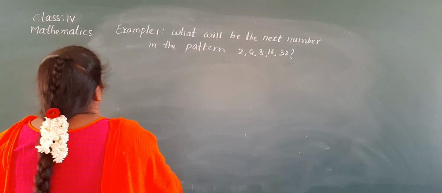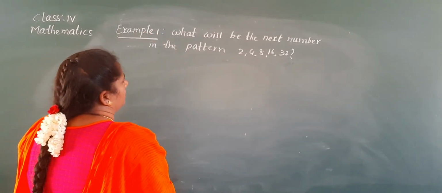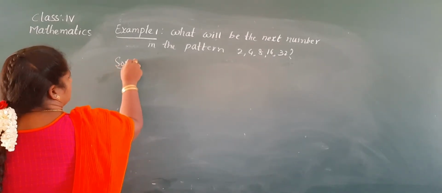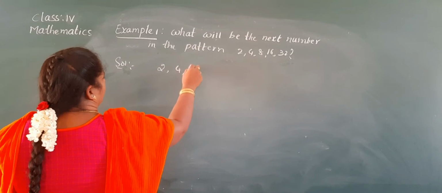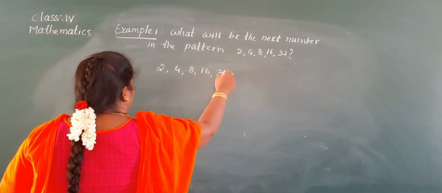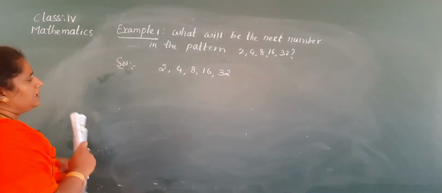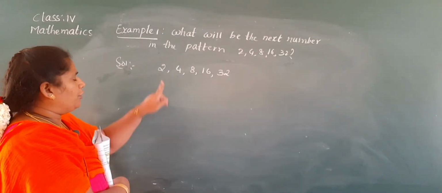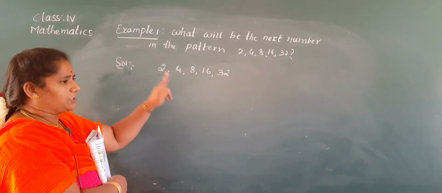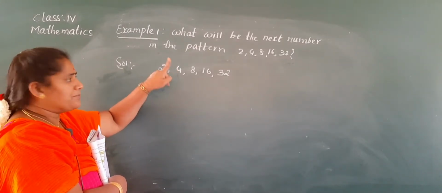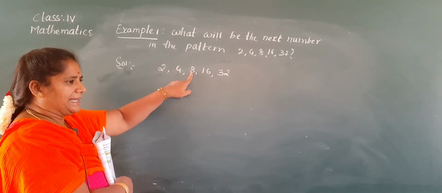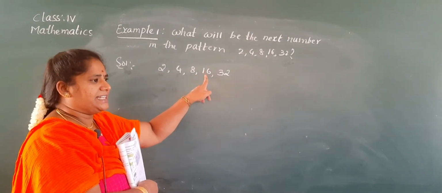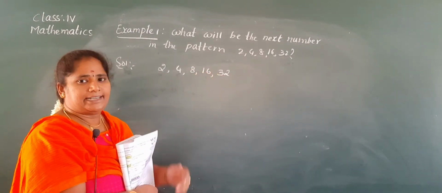See here. All of you look here, Nana. First, we observe the numbers 2, 4, 8, 16, 32. First you observe these two numbers, 2 and 4. From 2 to 4, if you multiply 2 by 2, we get 4. Again, you multiply 4 by 2, we get 8. Again, you multiply 8 by 2, we get 16. 16 is multiplied again by 2, we get 32.